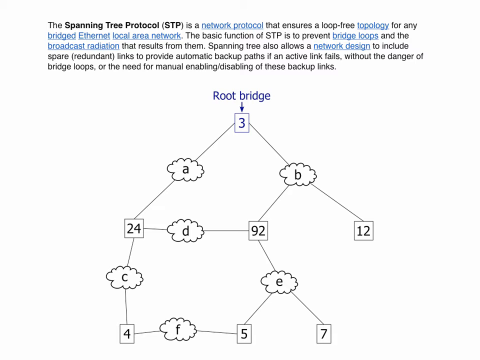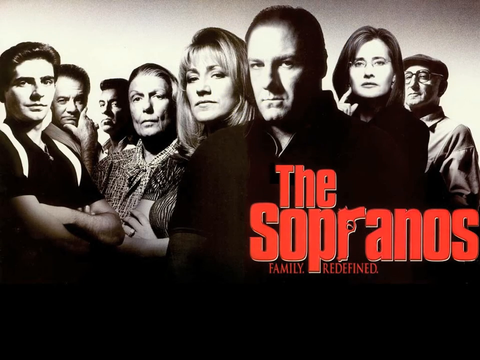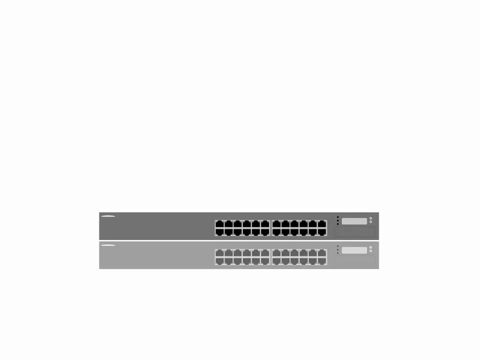This is how you should think about spanning tree. Spanning tree is like The Sopranos. Here's how it works. So we have network switches, and those network switches belong to, if you think about the Sopranos world, think of them as the family.